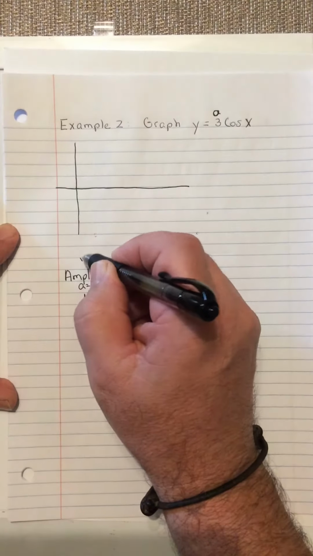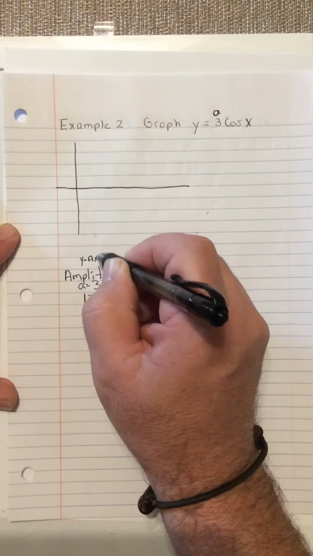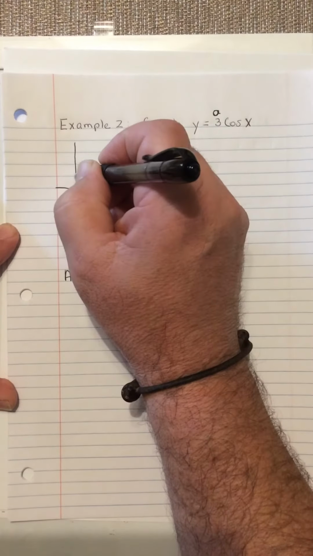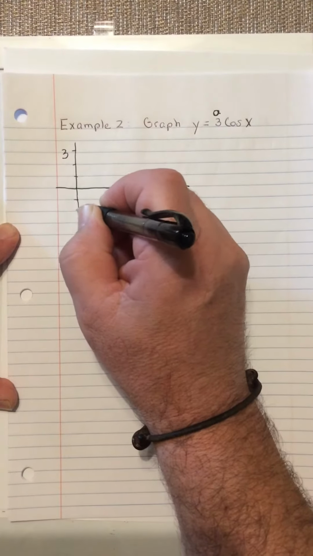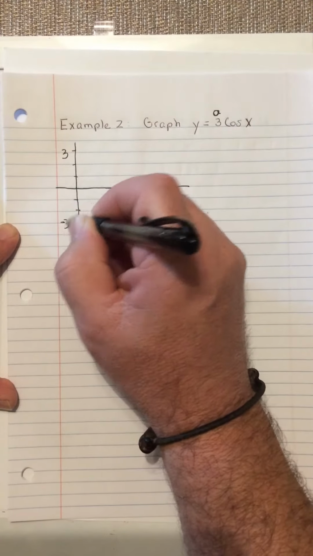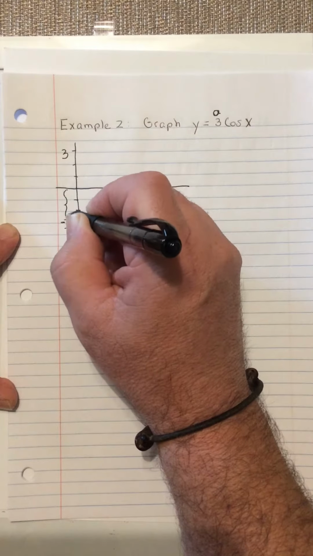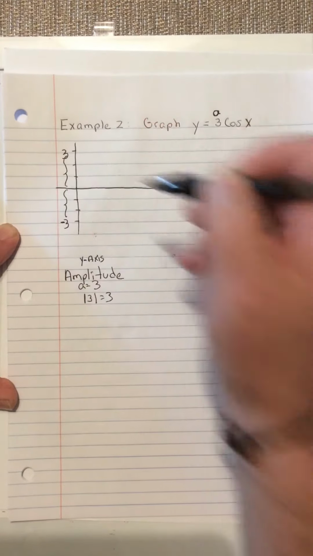Remember, amplitude goes on the y-axis. So I'm going to go 3. 1, 2, 3. 1, 2, 3. Both directions. It's the distance from its axis.